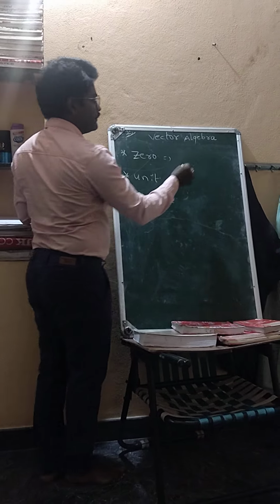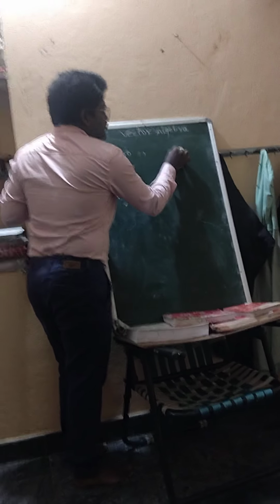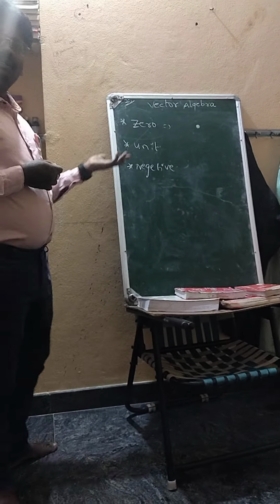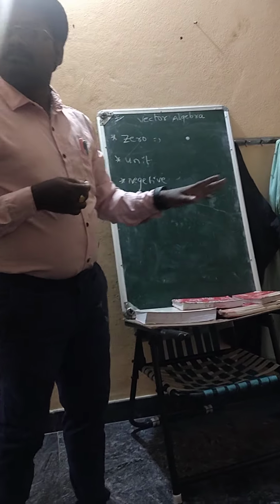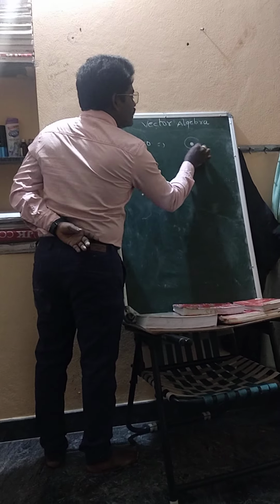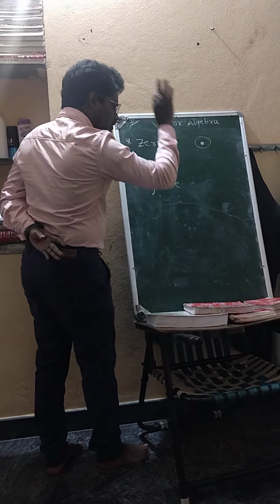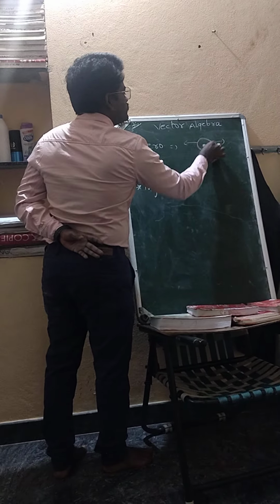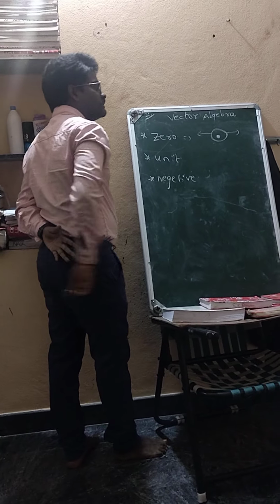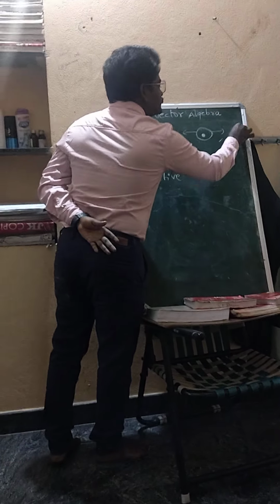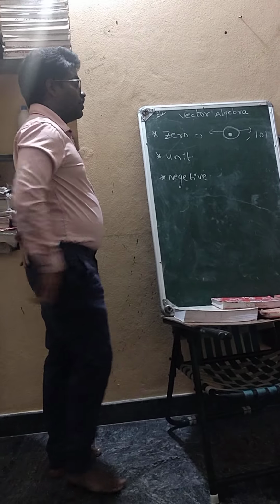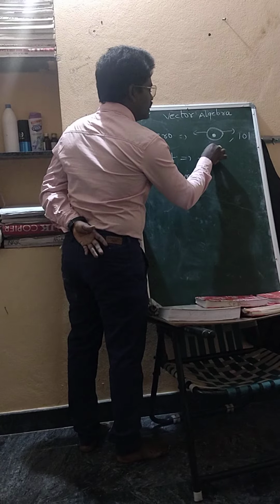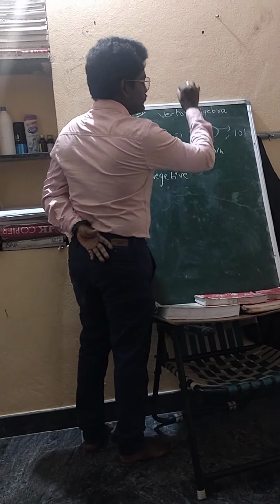And zero vector means when a train is not moved. Suppose the train has been repaired. That is a zero vector. The train is not moving, the train is in the same position. No initial point, no terminal point. Both are the same point. Initial and terminal point are the same because the train is not moving. Magnitude equal to 0.